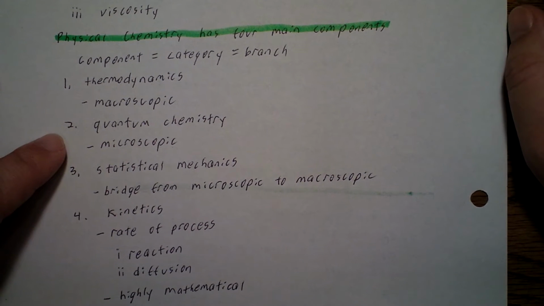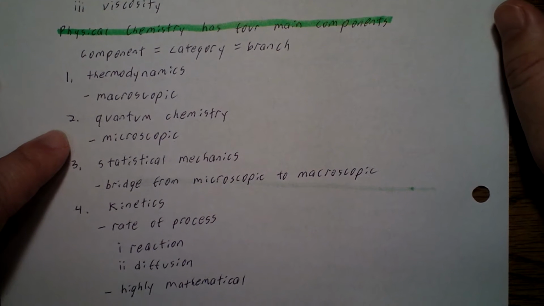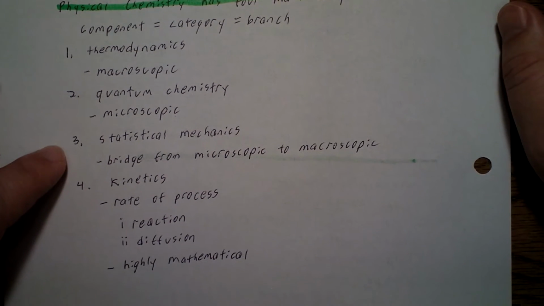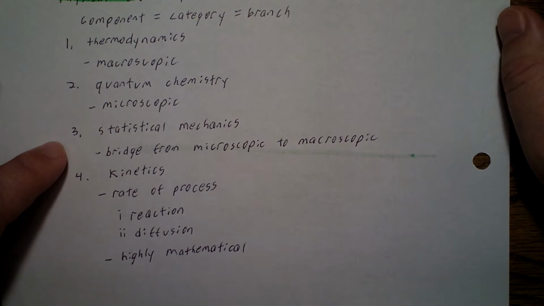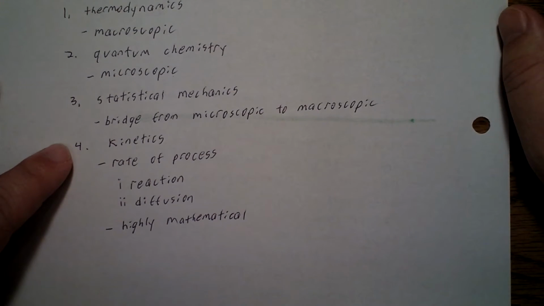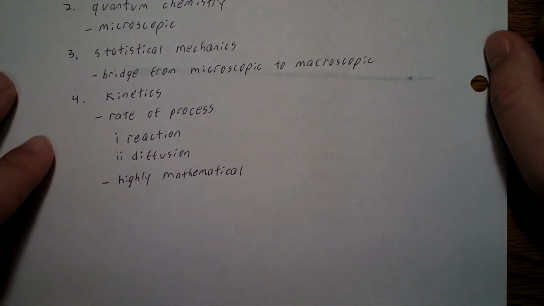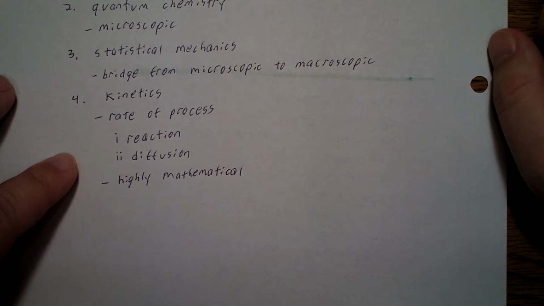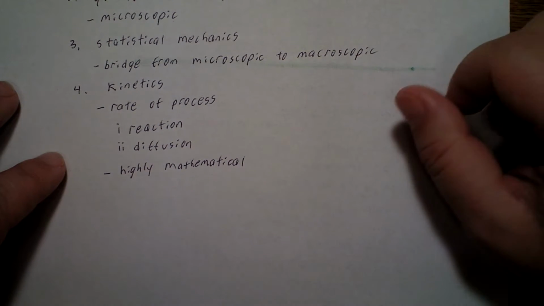Two is quantum chemistry. This is microscopic. This could also be called quantum mechanics. We're going to be getting to that later on. Three is statistical mechanics. This is the bridge from microscopic to macroscopic. We're not going to be doing a whole lot of this. And then four is kinetics. This deals with the rate of processes, such as the rate of reaction or the rate of diffusion. This is highly mathematical, and we'll be doing a few chapters on kinetics. That's the end of Chapter 1, Section 1.